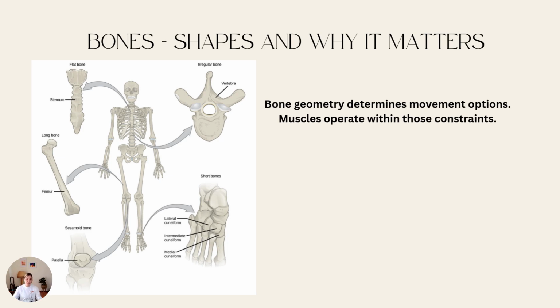The sacrum is an irregular bone. It's shaped for load transmission and neural protection as well, because there are some nerves there, and these shapes dictate mechanical behavior even before you think about muscles, right? Before the muscles enter the chat.